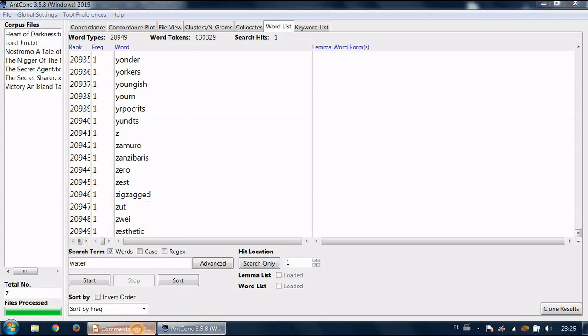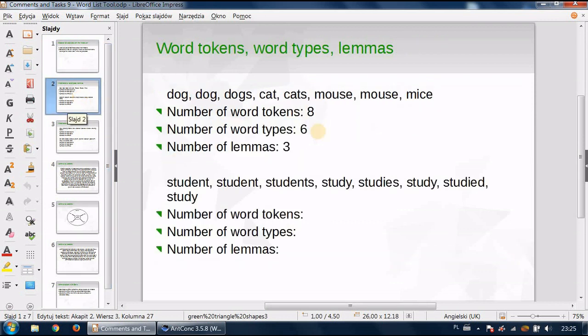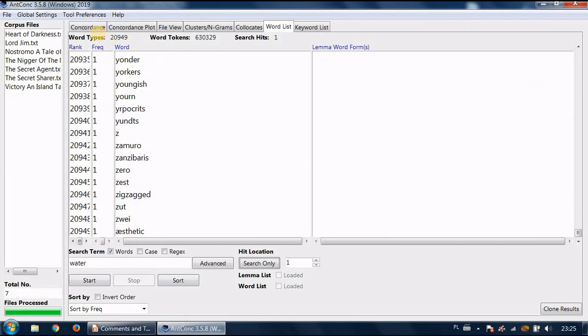Now, the next thing I want to discuss are these strange names: word tokens, word types, and lemmas. As you see here, we have word types, word tokens, and also lemma word forms. So all this needs to be explained.